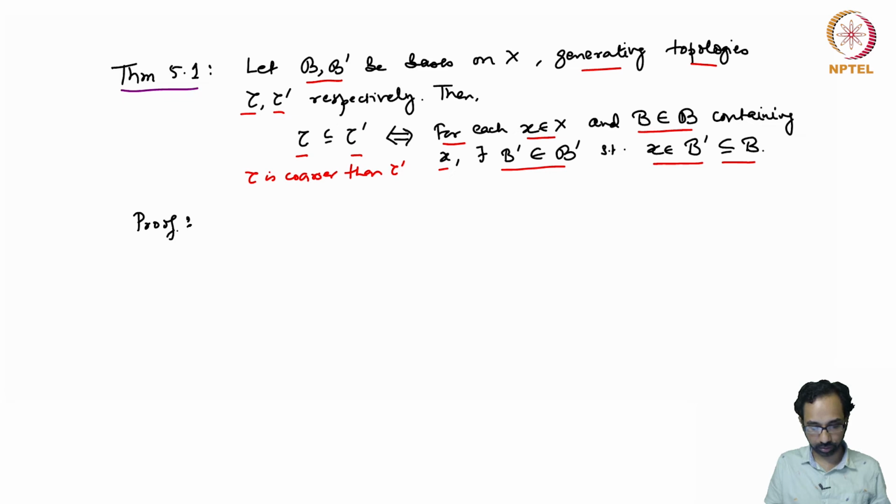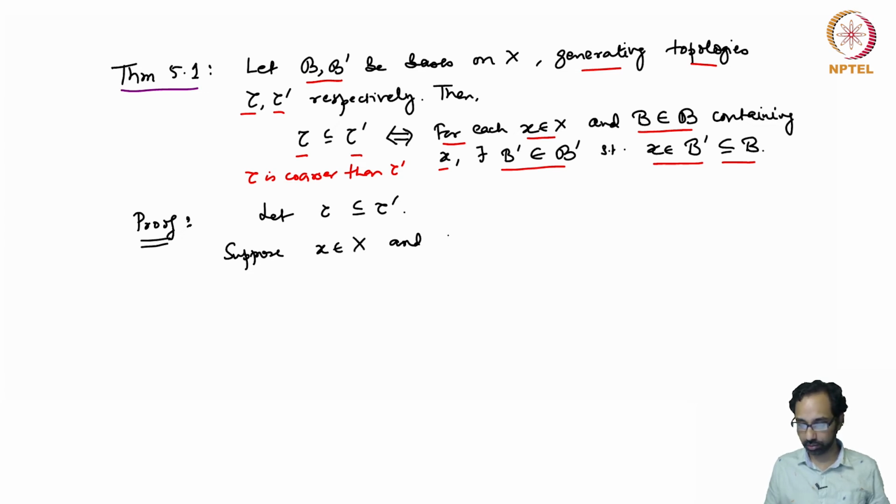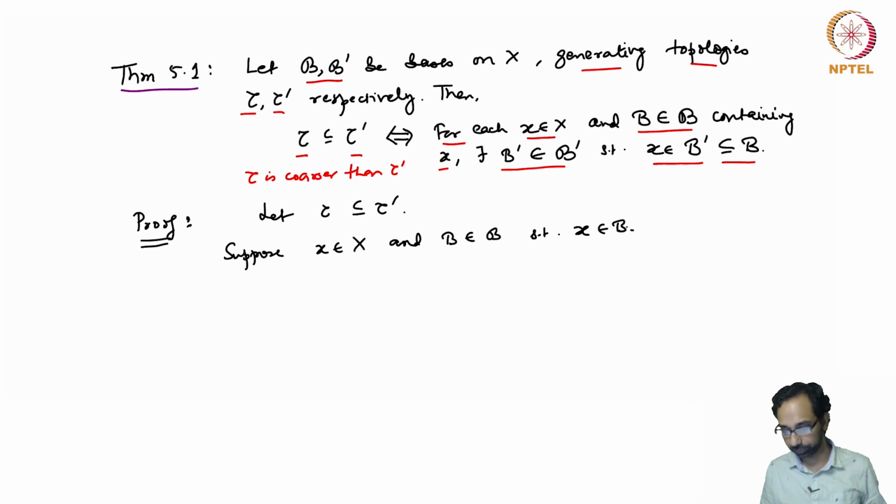Proof. So suppose first that tau is coarser than tau prime, and we have to show that for each x and B in the basis B containing x, there exists a basis element in B prime which contains x, and it is a subset of the basis element B. So suppose that x is in X and B is a basis element such that x belongs to B. Okay, so how do we find this B prime is the question.